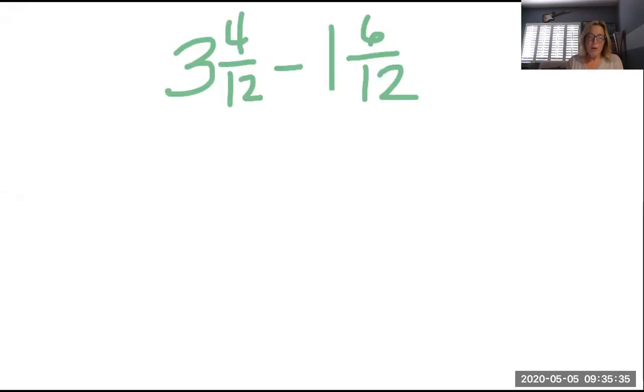So right now we have a problem that requires regrouping because you can see that there are 6/12 that have to be taken from 4/12. Not enough 12ths to do that. So we're going to have to regroup. But rather than regroup out of the whole number, we're going to turn these into 2 fractions. Okay?